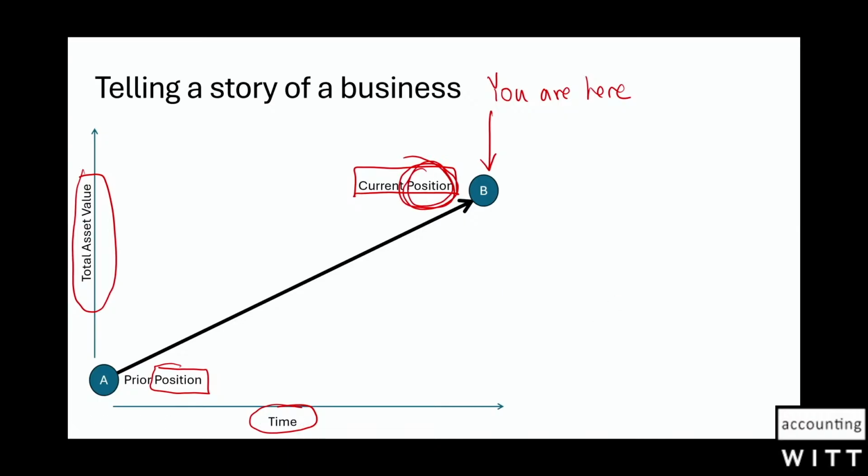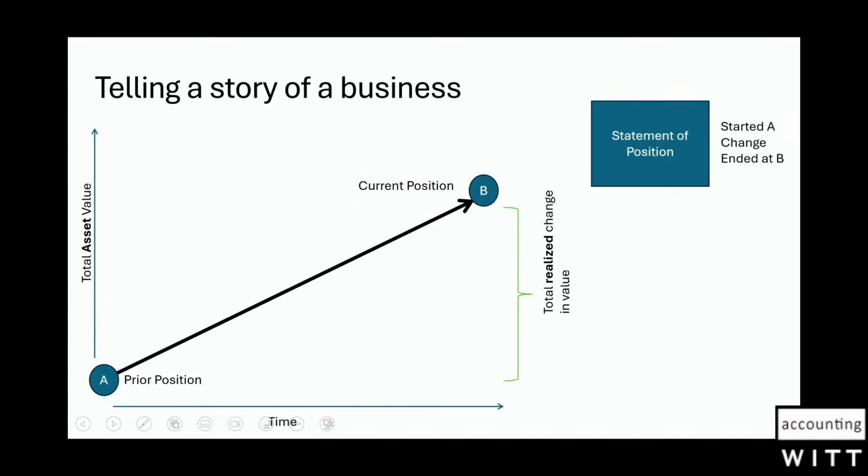Position being the important term. Here's my current position, and here's my position where it was before. And then here is the change that has happened. So you could say, hey, the distance that this has traveled in that period of time is how much it's changed over that period of time. Does that make sense? Yeah. All right. So one of the things accounting does is it gives you a statement of position.